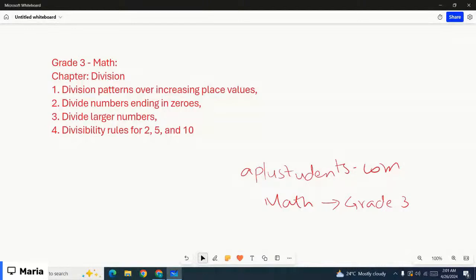There you can find a list of the chapters. We're going to start with the chapter division, and the lessons we're going to cover today are division patterns over increasing place values, divide numbers ending in zeros, divide larger numbers, and divisibility rules for 2, 5 and 10. Please make sure you have your notebook and pencil so that you can note down the important examples and definitions as well.